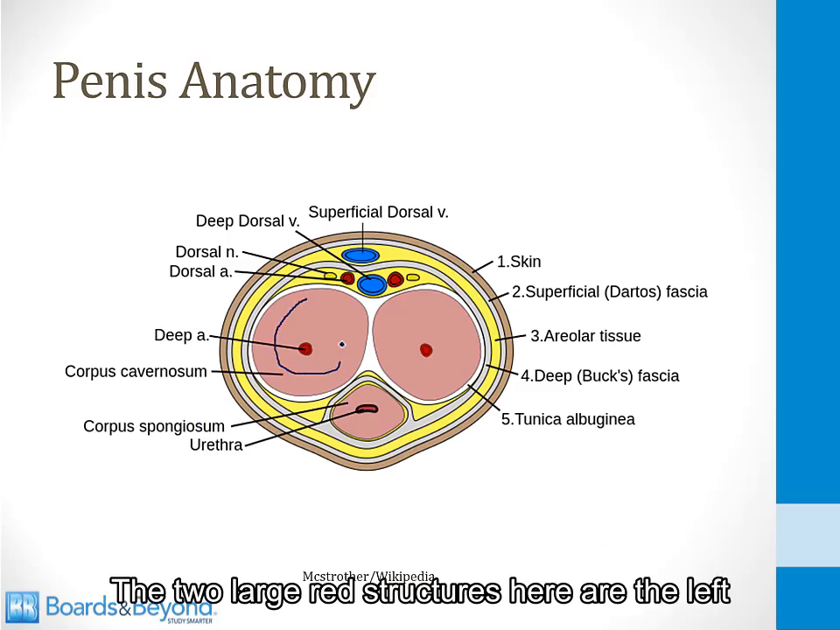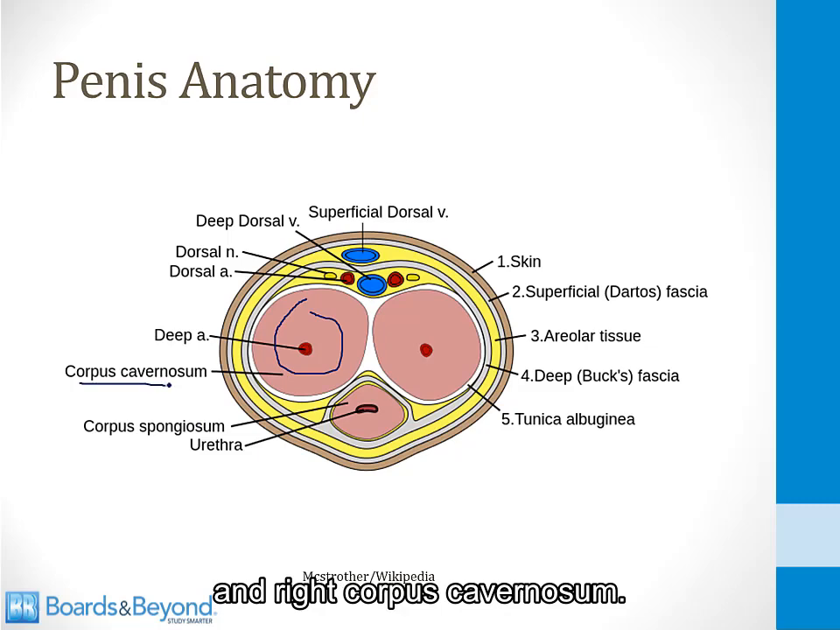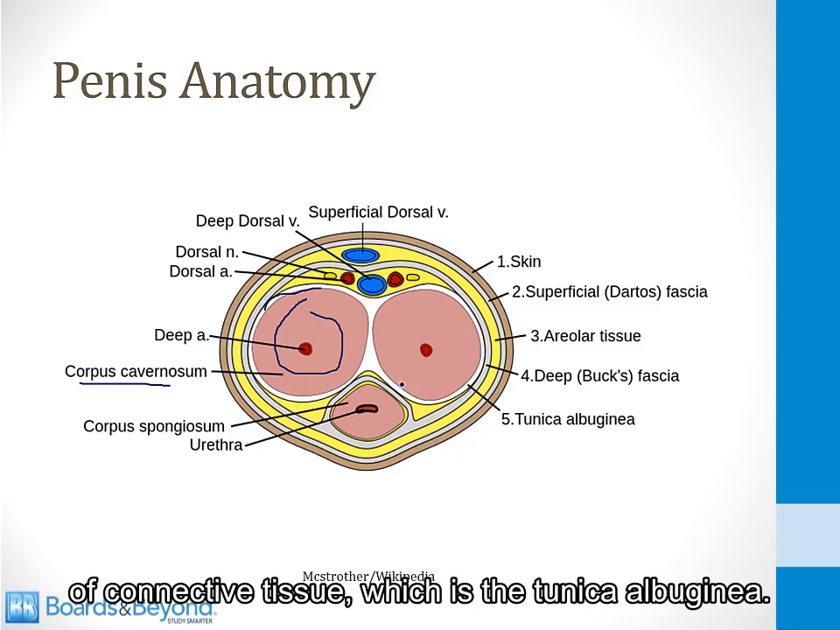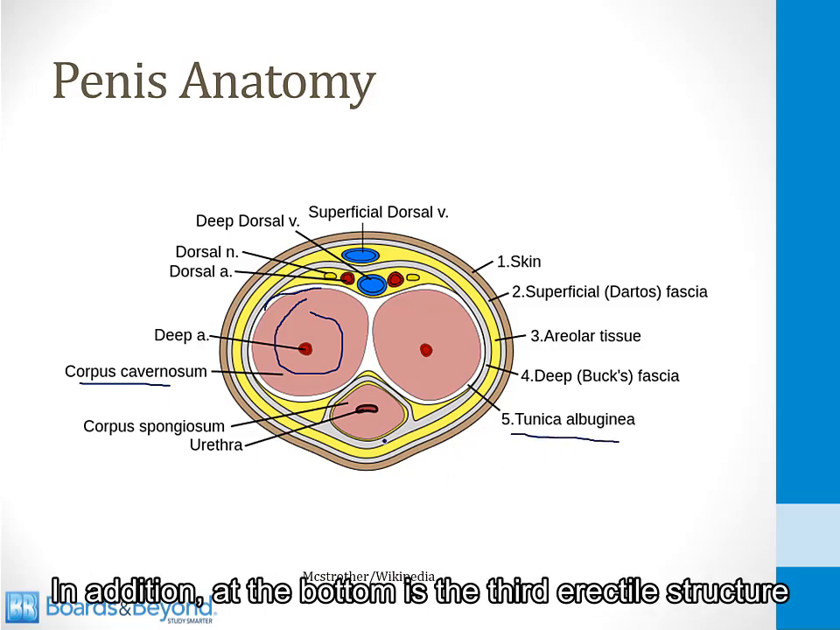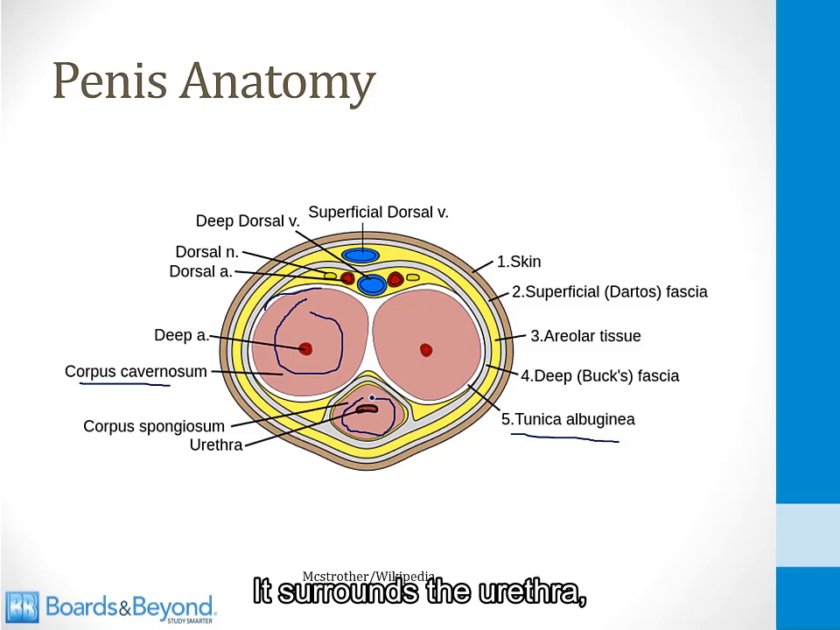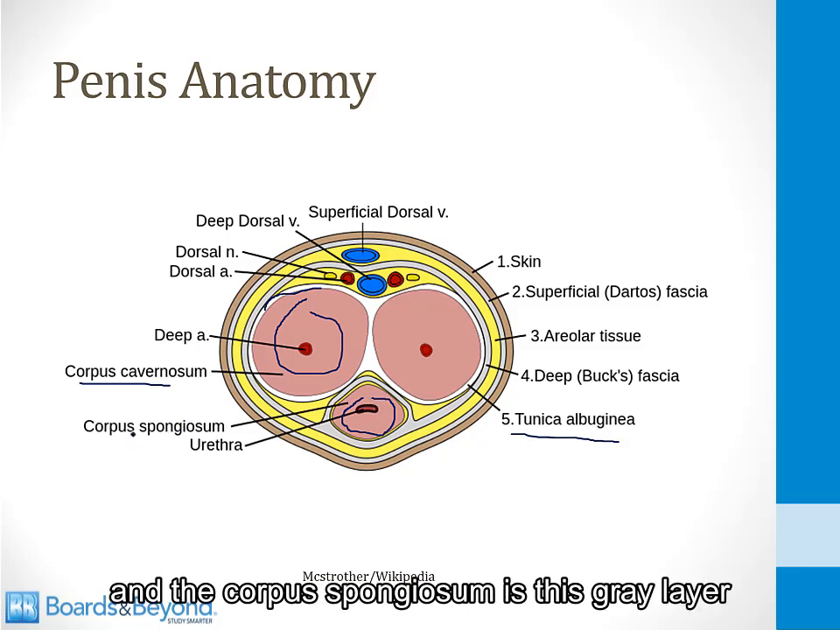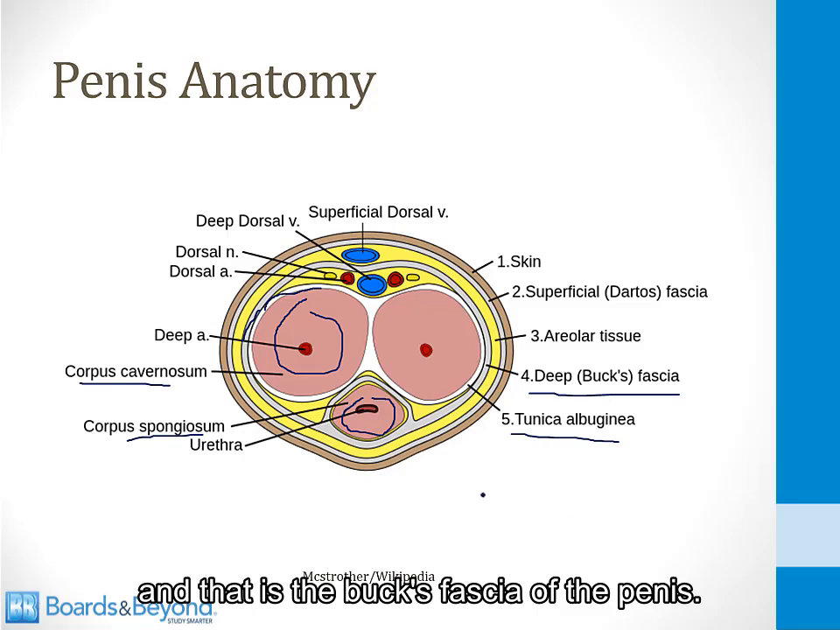Shown on the screen is a cross-section through the penis. The two large red structures here are the left and right corpus cavernosum. They are surrounded by this white layer here of connective tissue, which is the tunica albuginea. In addition, at the bottom is the third erectile structure, the corpus spongiosum. It surrounds the urethra. And then surrounding all three erectile structures is this gray layer, and that is the Buck's fascia of the penis.